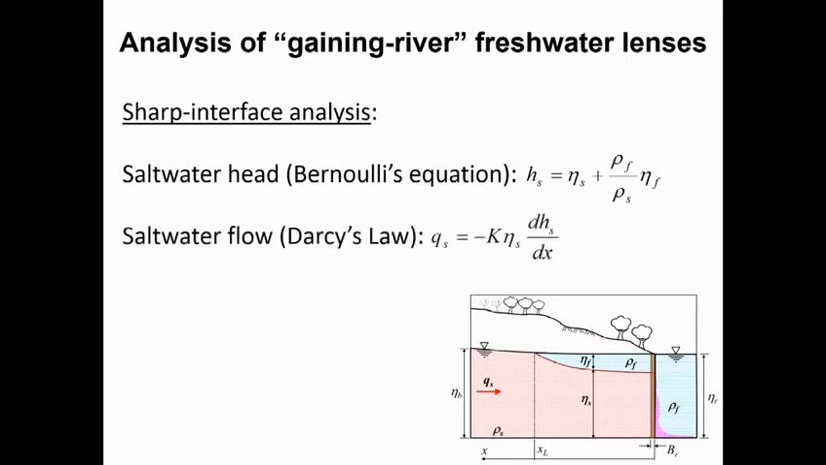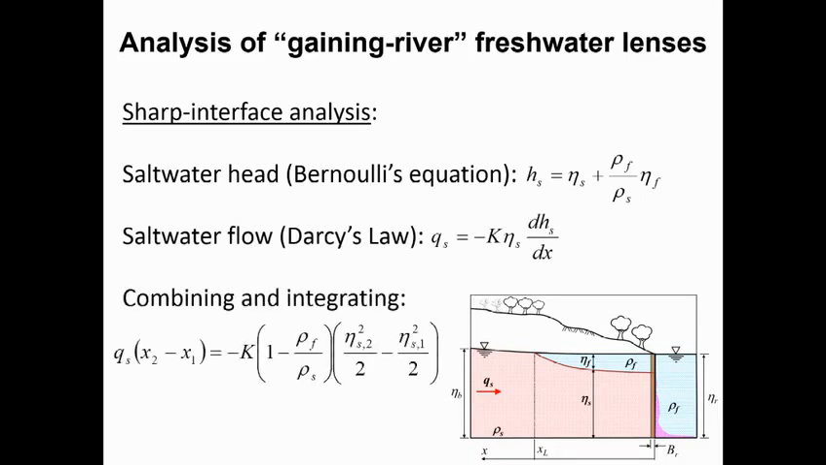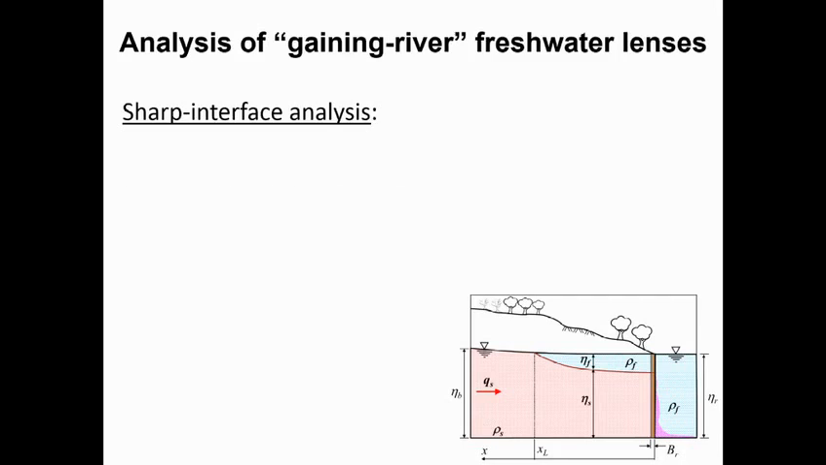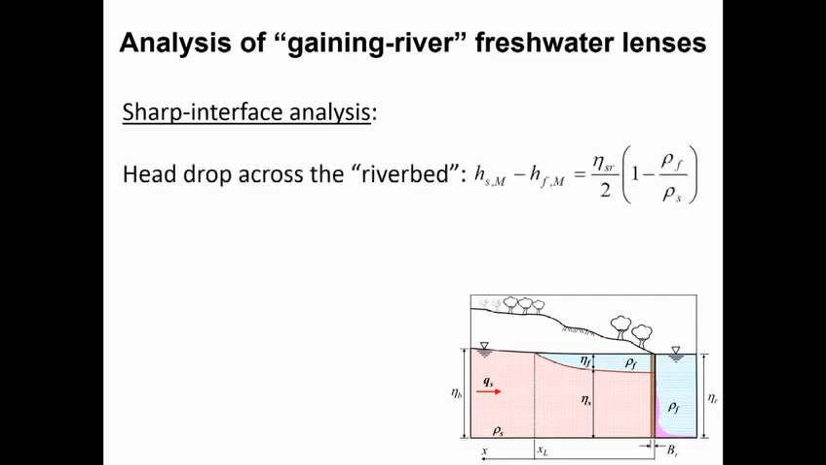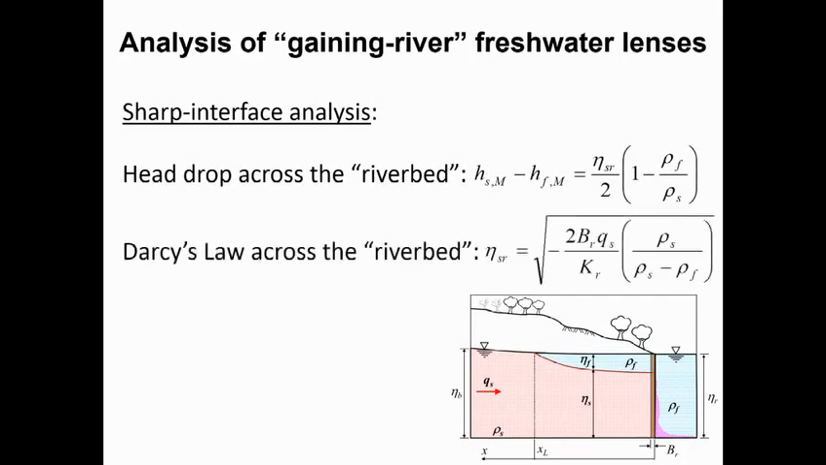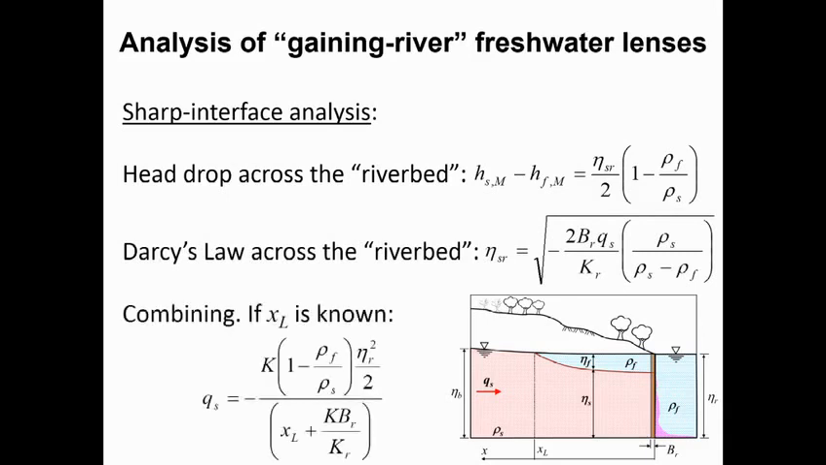But anyway, I worked in saltwater heads, and here's Darcy's law based on saltwater heads. I combine these and do some integration and I get an equation, and here it is if you care. Then I have to work with a head drop across the riverbed because there's a little conducting layer, and there's an equation for that. I do Darcy's law across the riverbed, and if I combine those, I get this equation for the flow QS of salt water towards the river based on XL, which is the length of the lens.